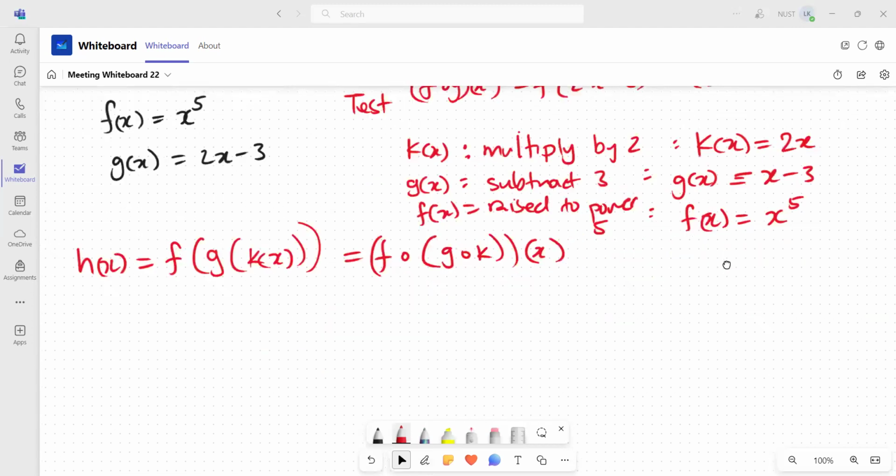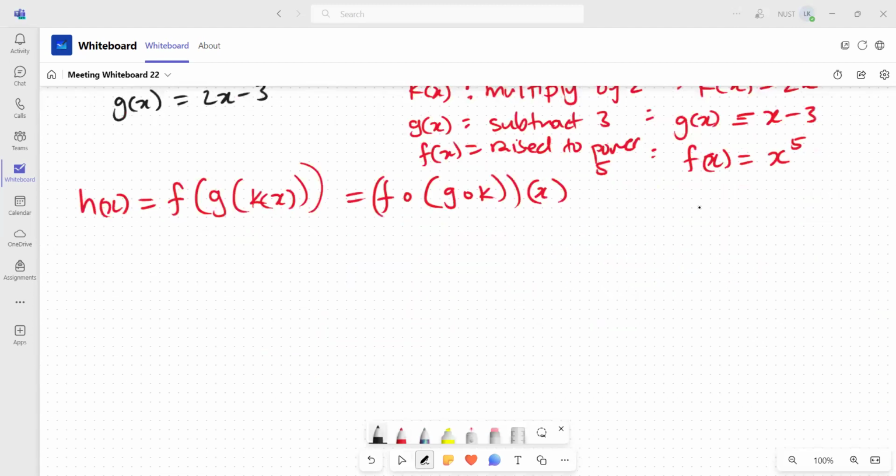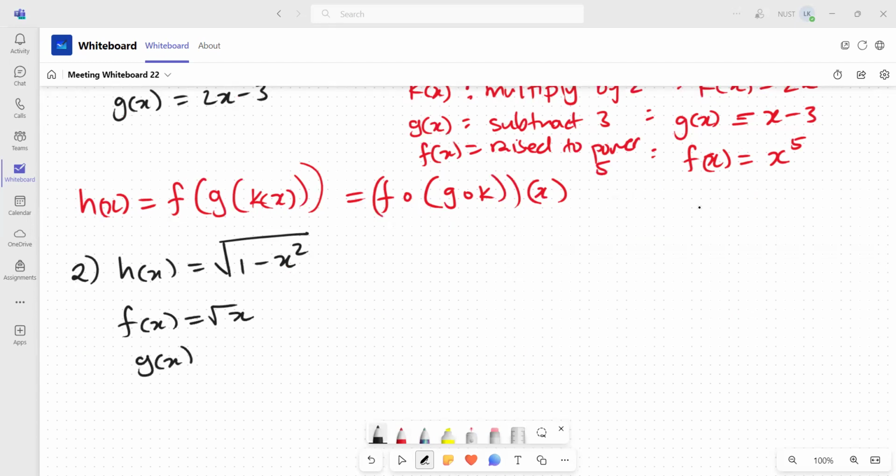Okay, so another example, number 2, we have h of x equal to the square root of 1 minus x squared. So again, decompose this into 2 functions. Here your f of x can be the square root of x, and your g of x can be 1 minus x squared. So try and come up with more, or another way that you could decompose h into other functions, so that when you compose those, they give you this one. So just like I did it over here.